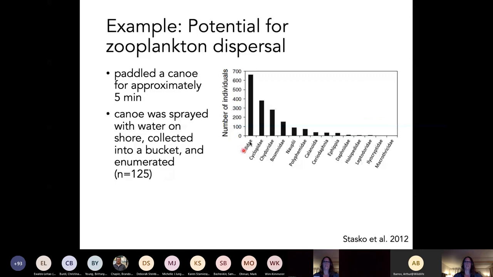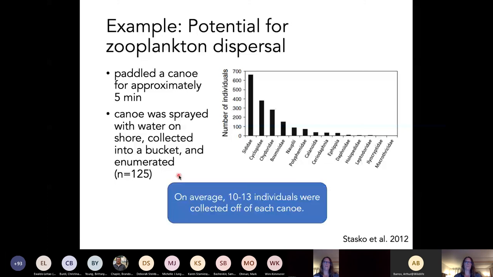We see that there's a lot of Chydoridae and Sididae, both of which tend to be more benthically oriented. So that makes sense that they're really good at adhering onto surfaces. Even a canoe, which we think of as a smooth surface that they shouldn't be that good at adhering to. On average, about 10 to 13 individuals were being collected off of each canoe.